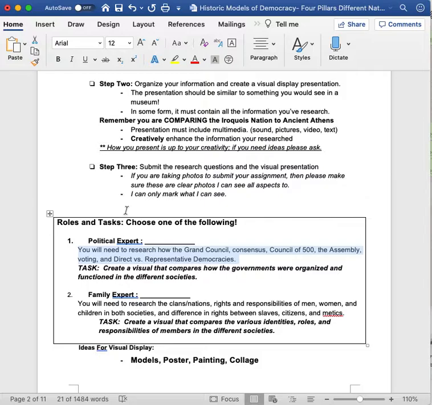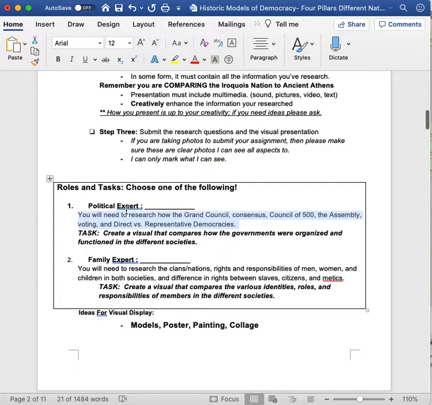Your task is you're going to create a visual that compares how the governments were organized and functioned in the different societies. So how is the government of ancient Athens different than the government of the Iroquois? So first you have to say what they are, and then you say how they're different.